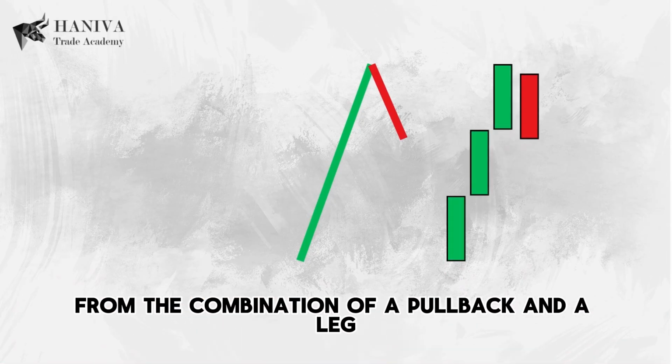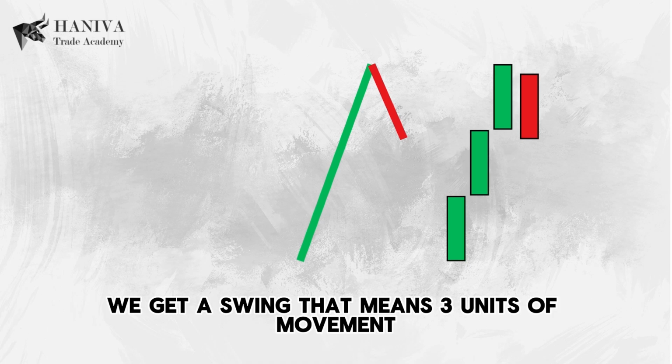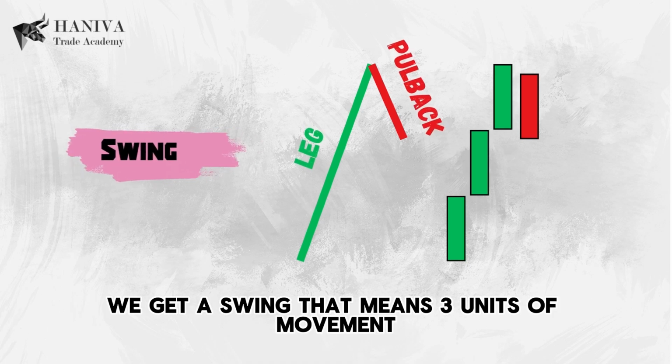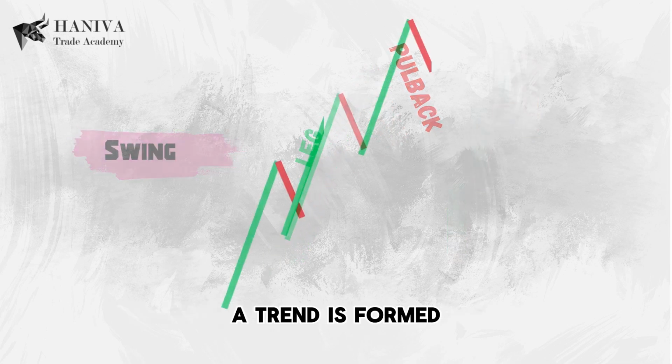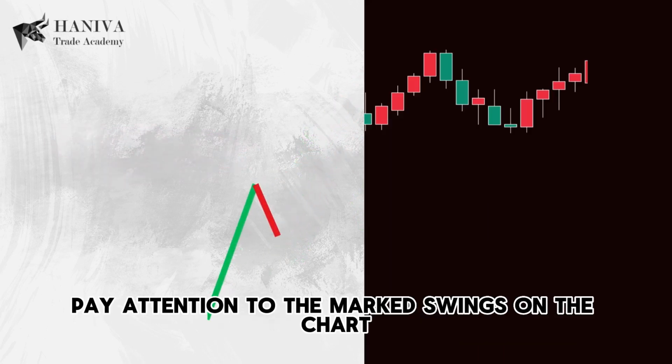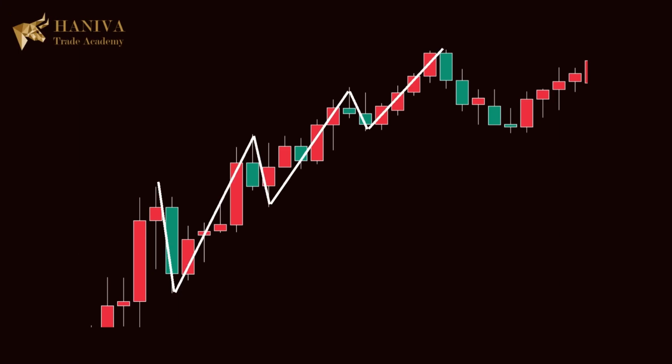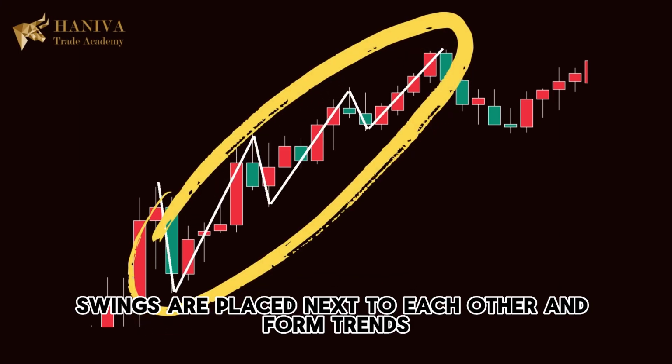From the combination of a pullback and a leg, we get a swing. That means 3 units of movement and 1 unit of retracement. And from the combination of swings, a trend is formed. Pay attention to the marked swings on the chart. Swings are placed next to each other and form trends.